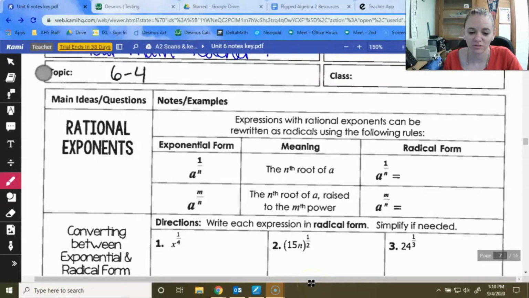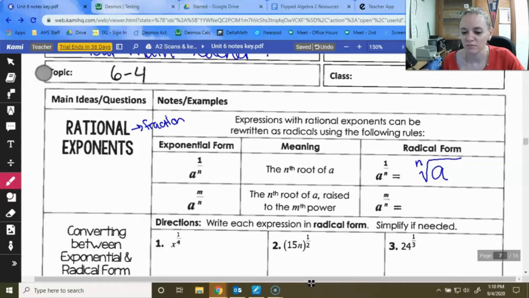So rational exponents. Rationals are fractions, just another word for fraction. And if it's an exponent, it'll be raised from your base. So expressions with rational exponents can be rewritten as radicals using the following rules. One example is if you have 1 in the numerator and then a number in the denominator of your exponent, then you will take the nth root of your number. So in other words, the n will become the root of your radical. And then your base will go here, and that's it.